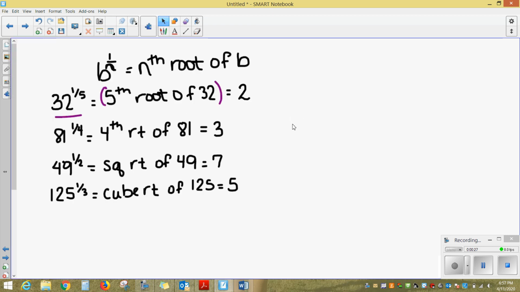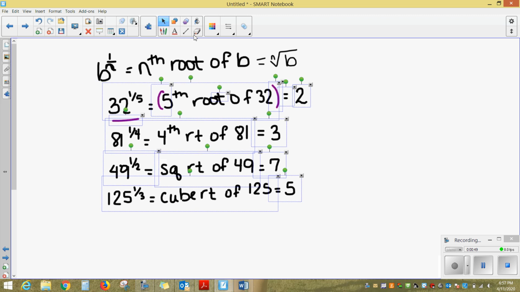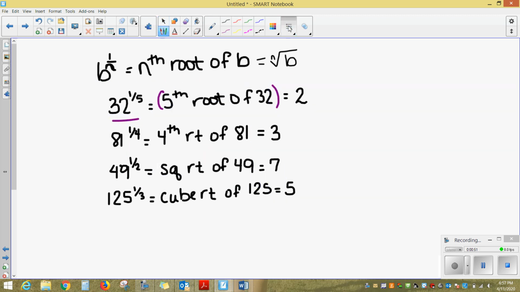Okay, we talked about writing the nth root of b as b to the 1 over n power. Another way we can write the nth root of b is using a radical. So if I want to write the fifth root of 32, instead of writing 32 to the 1/5 power, I can use a radical to say the fifth root of 32.